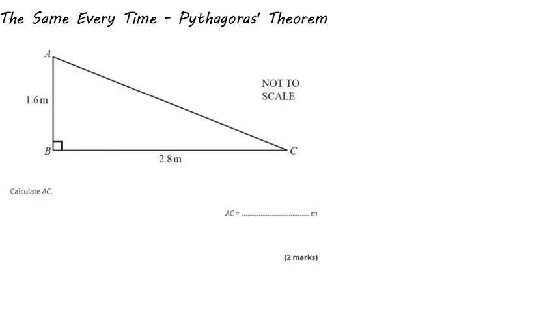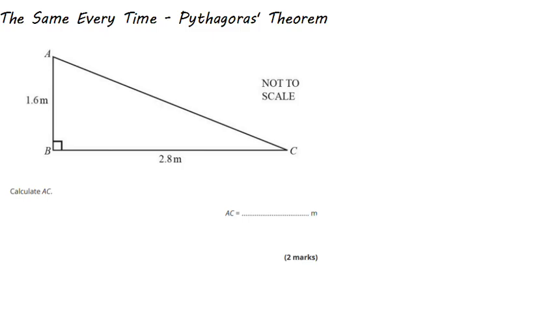IGCSE Maths, GCSE Maths, looking at the questions that, apart from the numbers, are the same every time. Learn how to do them, get yourself into the marks, get yourself into the grades. We're looking at Pythagoras Theorem here and finding a missing side in a right angled triangle.